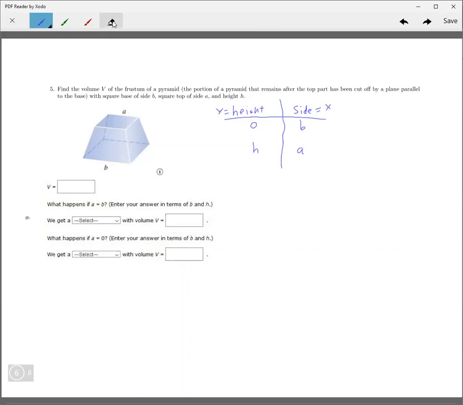Oh, should just erase it. So essentially, what happens is when Y is 0, then S is B, and when Y is H, S is A. And we can calculate what the slope is there. That would be A minus B over H minus 0, or A minus B over H is the slope.